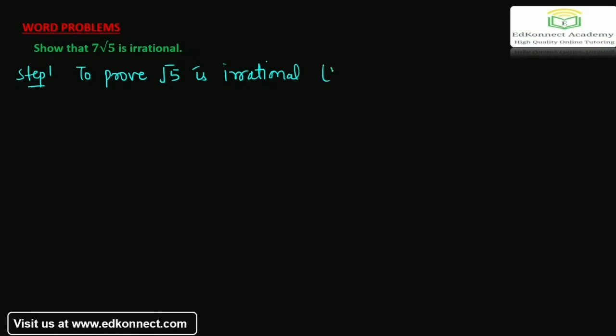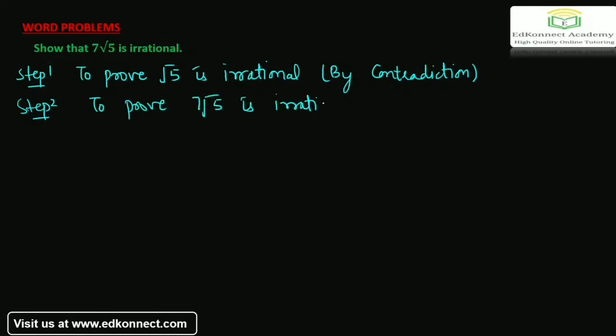Now let us solve another word problem. It says show that 7 root 5 is irrational. So again we will solve this in 2 steps. Step 1 will be to prove root 5 is irrational by contradiction. And step 2 will be to prove 7 root 5 is irrational by conclusion in the previous slide. So let us go for step 1.